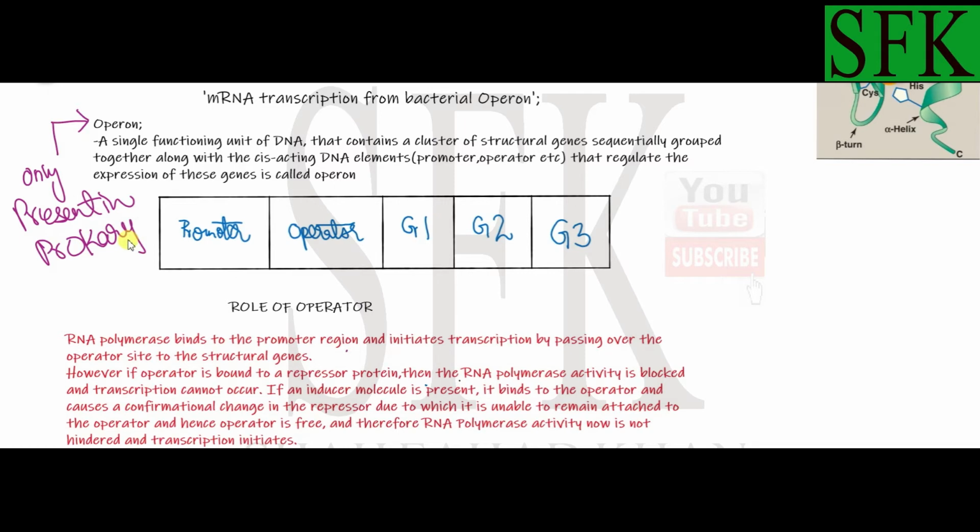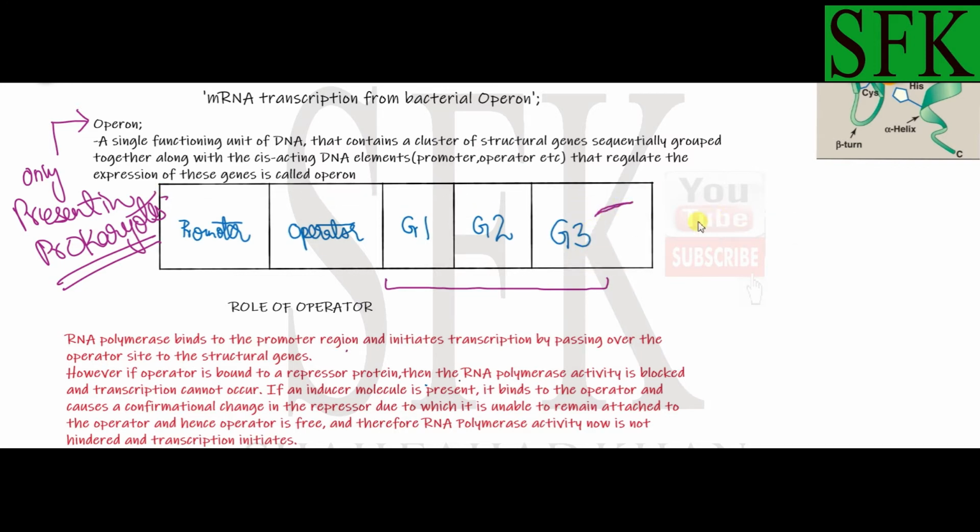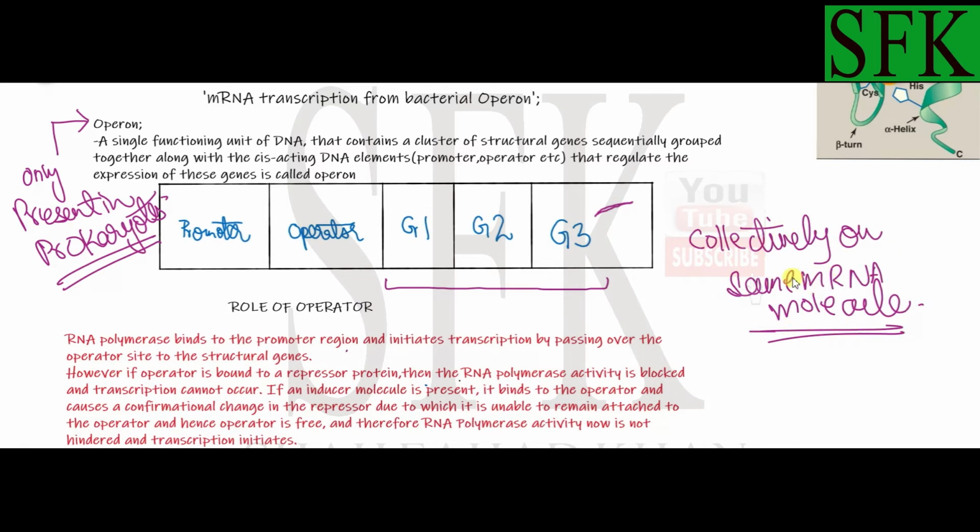And by the way, the genes which are clustered together in a single operon are transcribed collectively onto the same mRNA molecule. All these three are transcribed collectively on the same mRNA molecule. This mRNA molecule, which contains the codons for more than one gene, is called a polycistronic mRNA molecule.